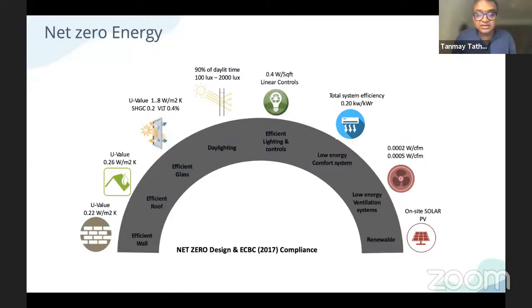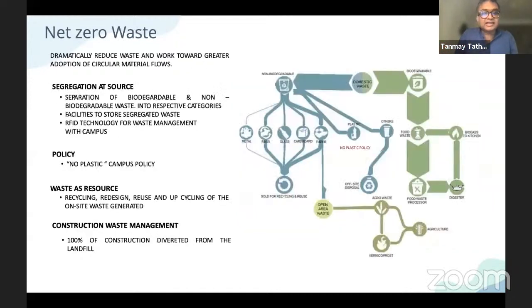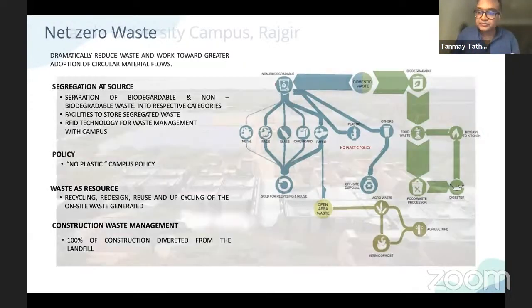In a very similar way, you need to look at water. I'm not going to talk about it, but it's the same process. Look at your resources, look at your rainfall, et cetera, and waste. Look at how the waste is produced, where it is going. And this is a sort of broad approach of thinking through the process.